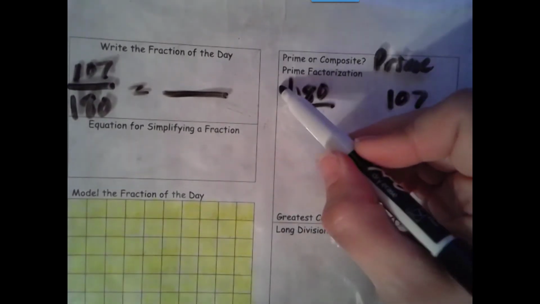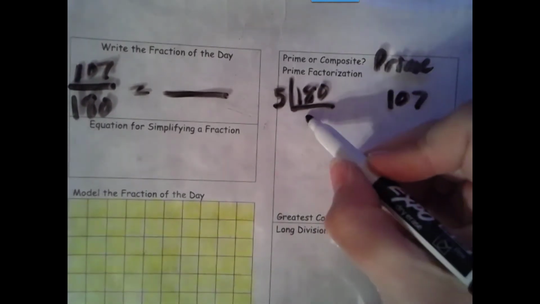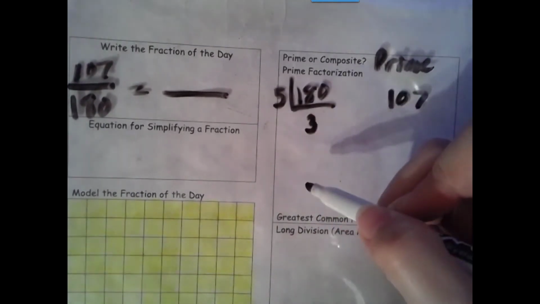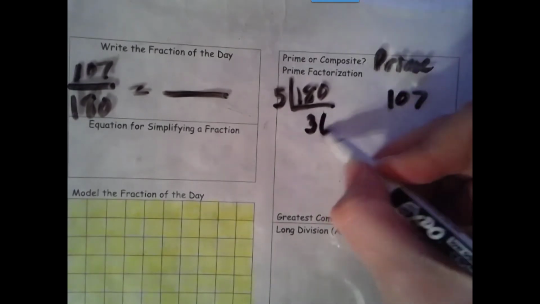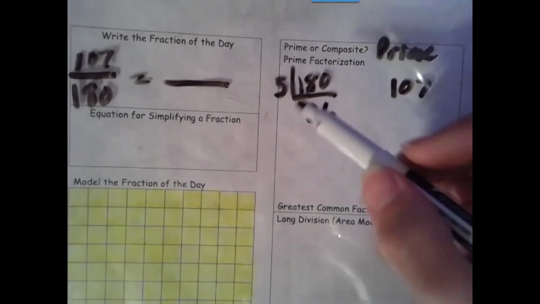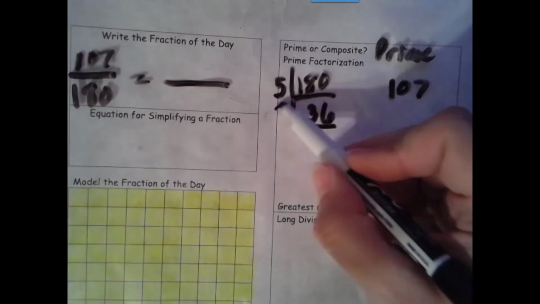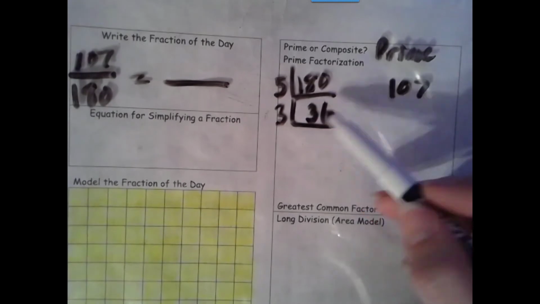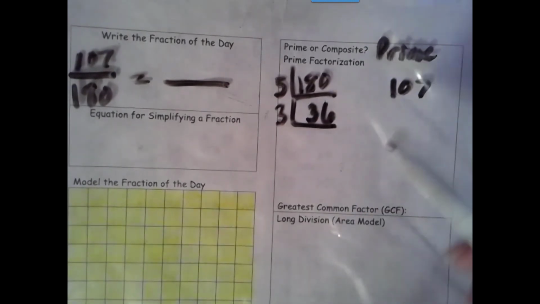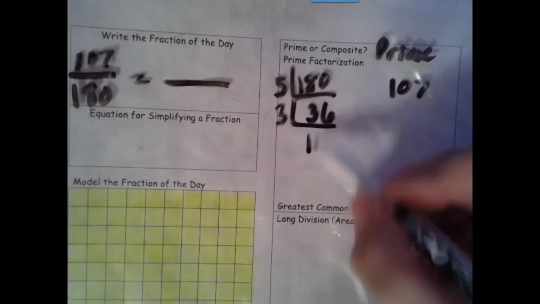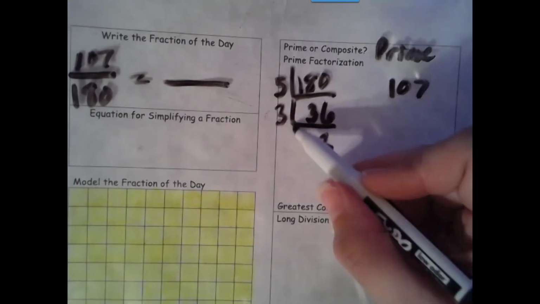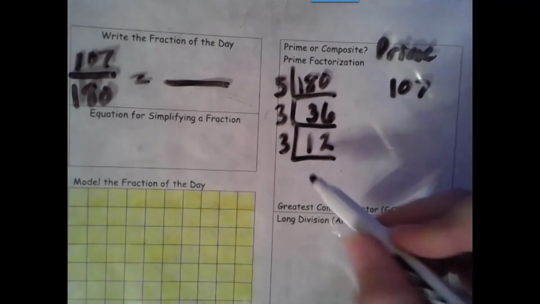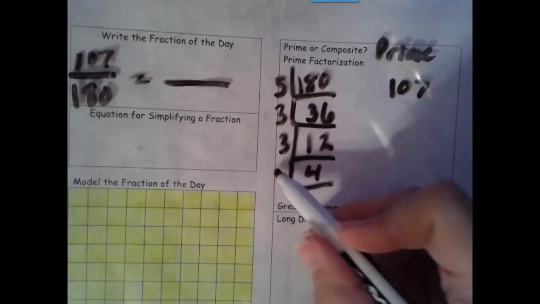Let's see, it ends in a 0 or 5, so I can divide by 5. I can get 35s out of 180, because that would be 150, leaving 30. And I can get 6 groups of 5 out of 30. 36, I can divide by 3, because 3 plus 6 is 9, and 9 is a multiple of 3. I can get 10 3s out of 30, and 2 3s out of 6. I can again divide by 3, I get 4. Divide by 2, I get 2.